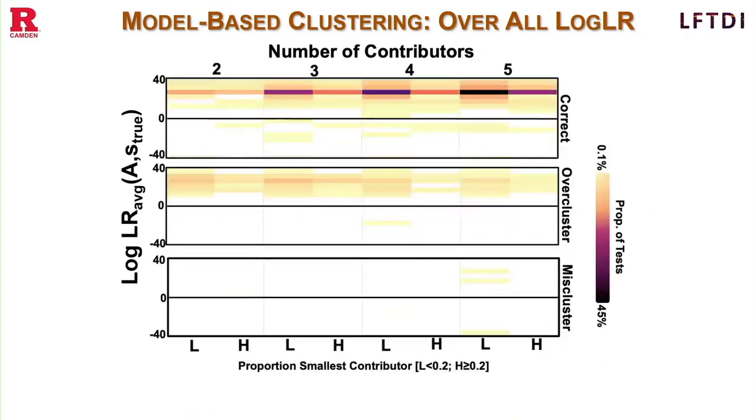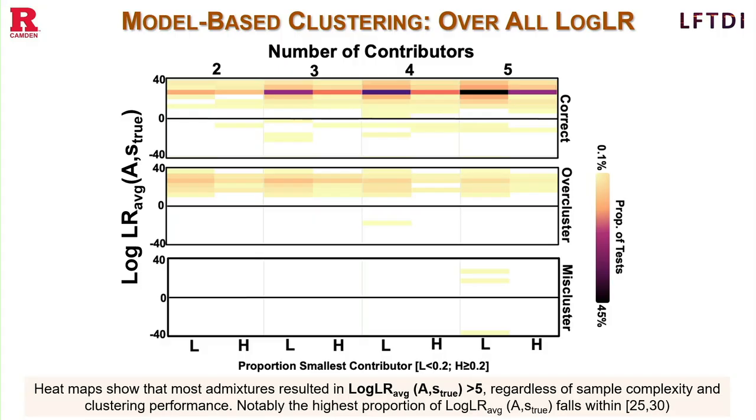Now, the final slide is the average per run. So we average per cluster the log likelihood ratio, and this is what we get. And you can see here that regardless of the complexity of the mixture, or if it was a correct cluster, overcluster, or miscluster, the highest density of the log LR average falls between 25 to 30. Even for the misclusters, you see them in that range as well. So even with degraded samples or mixed samples or even misclusters, we get a relatively high log likelihood ratio.